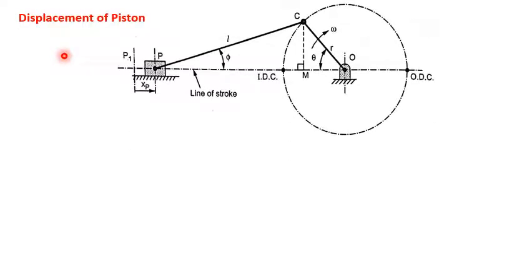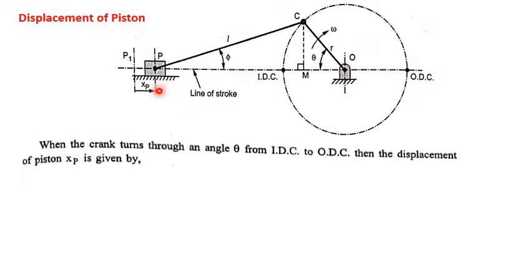So the first parameter is we have to find the displacement of the piston. So what do you mean by displacement? Displacement is nothing but change of position of a body, right? So here in case of IC engine mechanism, in order to find the displacement of the piston, xp represents the displacement of the piston, correct?